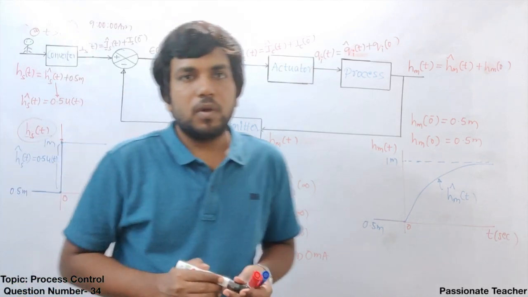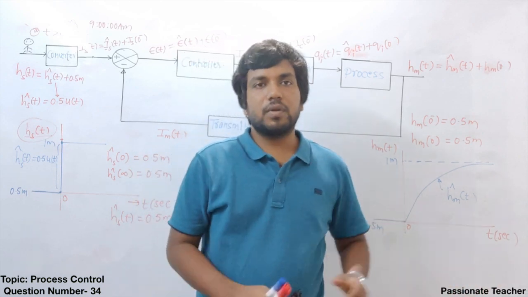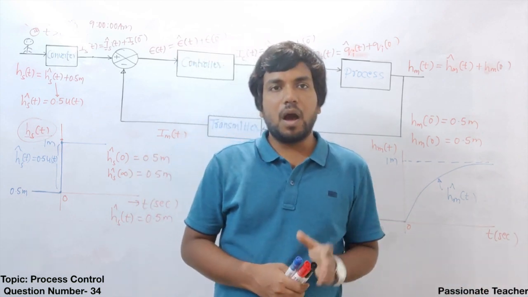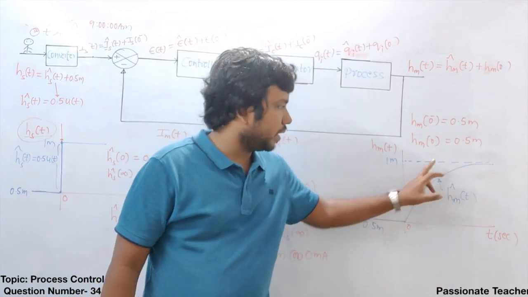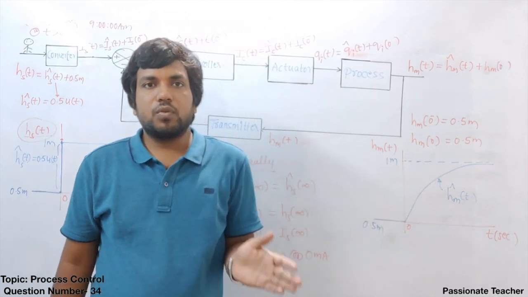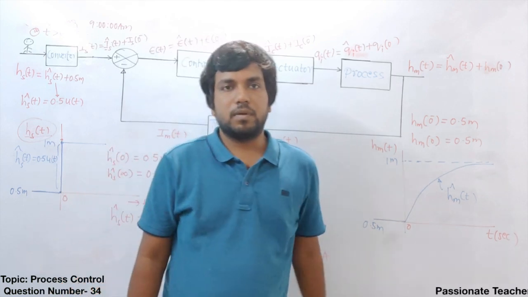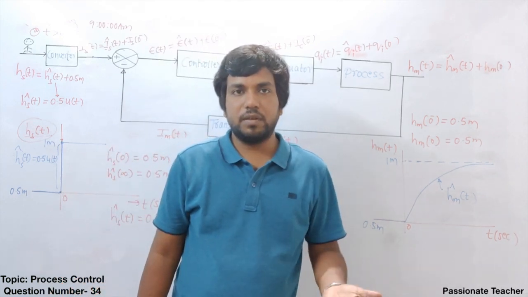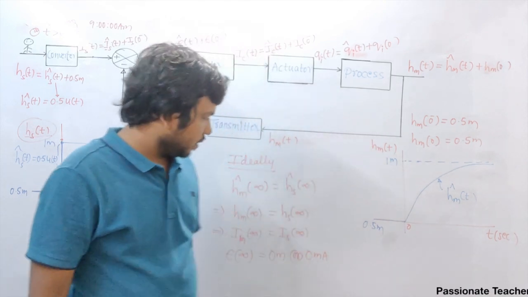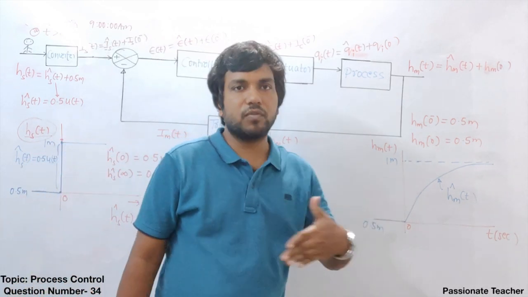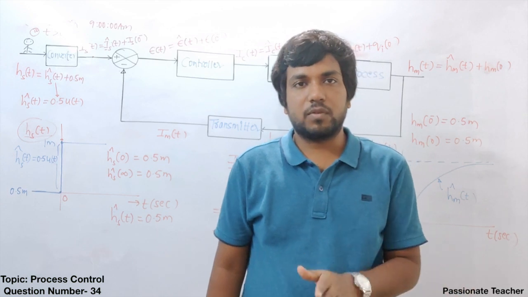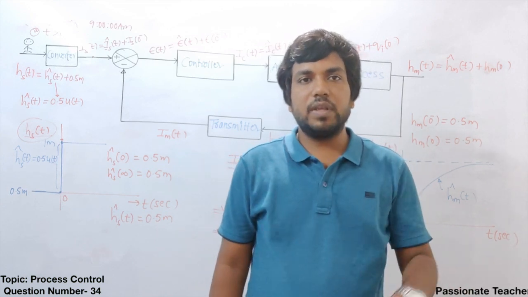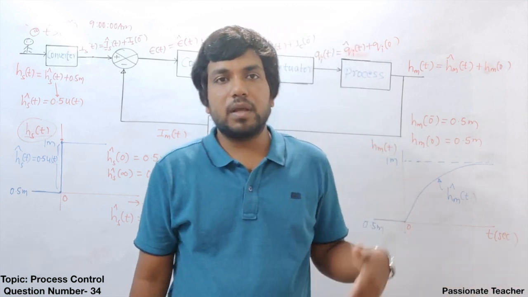So in the upcoming videos, we will understand how fast we can bring this water level to 1 meter by using different controllers, smoothly without any oscillations. The ultimate desired thing is that we need to reach this 1 meter as quickly as possible. That means accuracy should be high and the speed of response also should be high. So we will see in the upcoming videos how we can achieve all those things.